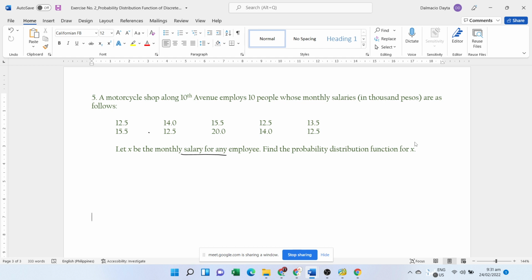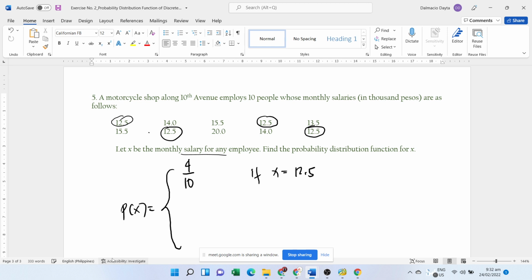Okay? So, tingnan natin kung ano yung mga pare-pareho. Merong mga 12.5 na. 1, 2, 3, 4. Apat sila. Tama? So, P of X is equal to 4 over 10. If your answer is 2/5, then that is correct. No? If X is equal to 12.5. Nakuha? Ano susunod sa 12.5? 13.5. 1 over 10 if X equals 13.5.